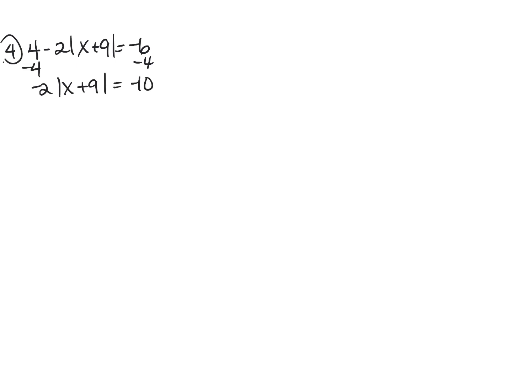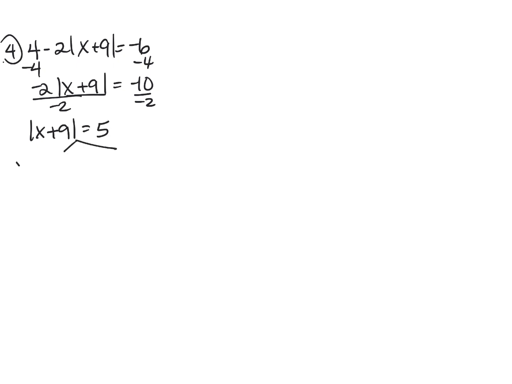All right, let me try a couple more with you. 4 minus 2 times the absolute value of x plus 9 equals negative 6. So this is example 4. So again, we're going to peel away the layers. This time I'm going to start out here with subtracting the 4. So I have negative 2, absolute value of x plus 9 equals negative 10. Now I'm going to divide by negative 2. Absolute value of x plus 9 equals a positive 5.